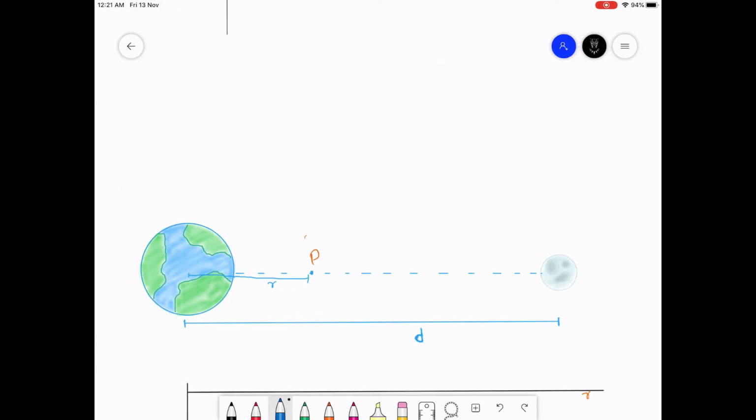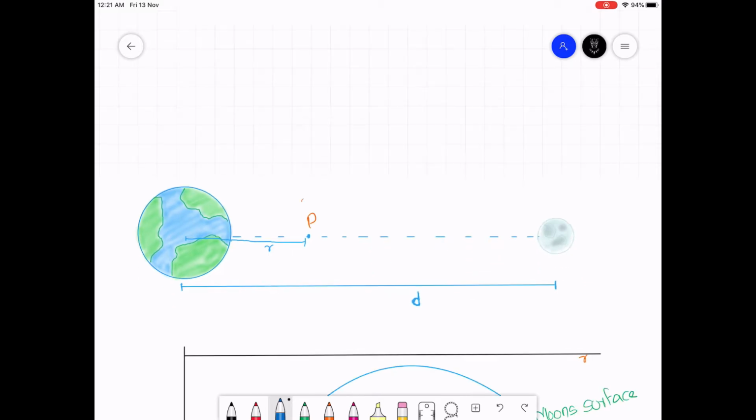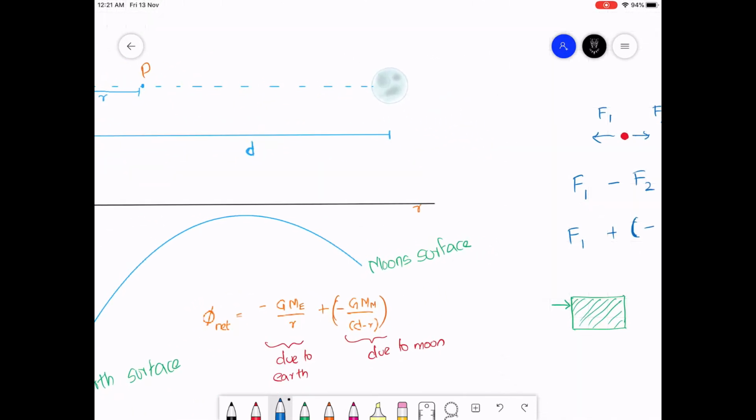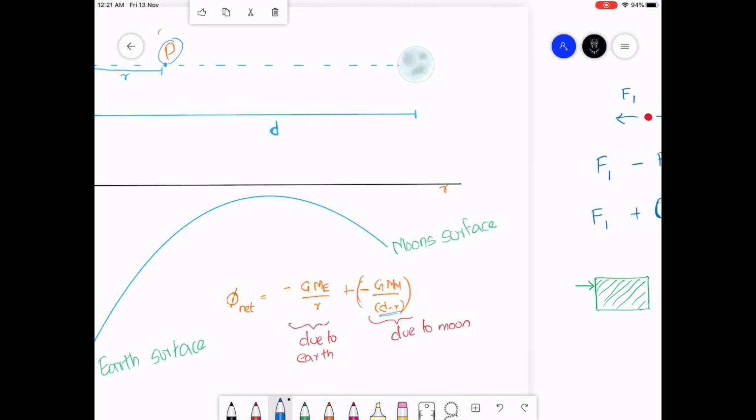Okay, so we've considered the Earth, but what about having two masses? Now we are going to consider the potential between the Earth and the Moon. R is the distance between the center of the Earth to a point P, and D is the distance between Earth and the Moon. And D minus R right here is the distance between the Moon and this point P right here.